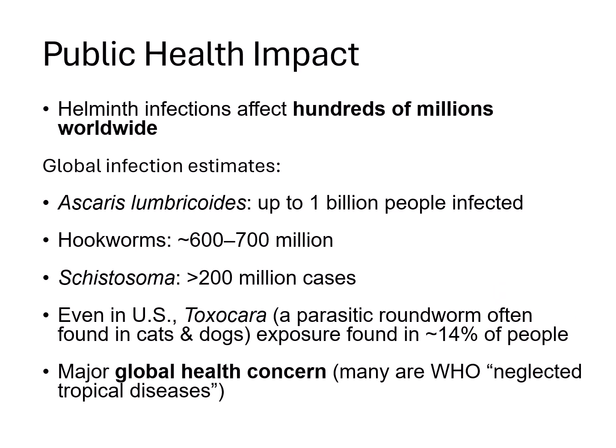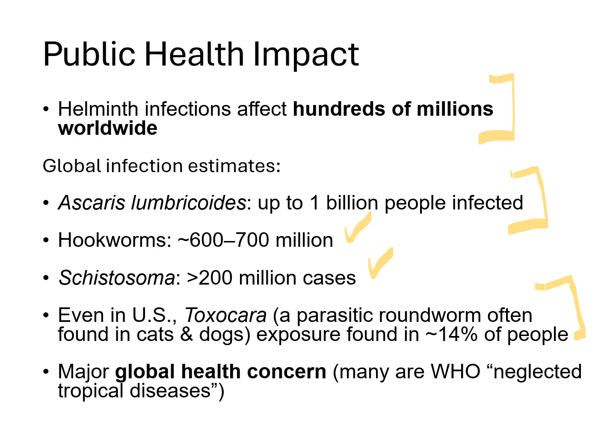Helminth infections affect hundreds of millions of people worldwide. So Ascaris lumbricoides alone can infect up to 1 billion people. So maybe about 1 billion people are currently infected. Even our hookworms and Schistosoma are in the hundreds of millions. In the US, exposure to Toxocara, which is a roundworm that's often found in our pets, like our dogs and cats, is found in about 14% of our population.